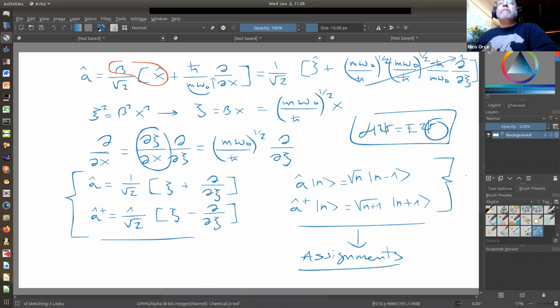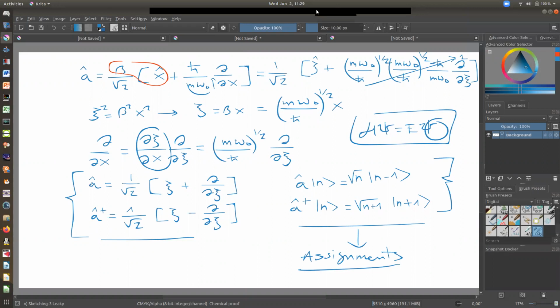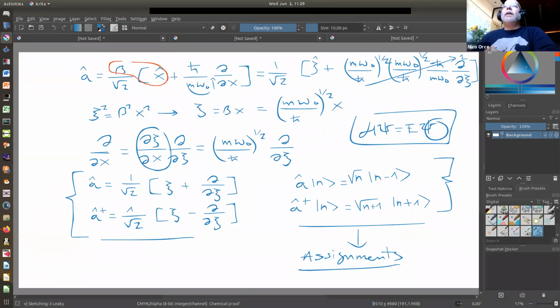Professor, can you please explain the step on top where you cancel the m omega naught over h bar? I don't understand how that got canceled. Yes. You see, you have beta, and beta is actually m omega naught over h bar to the 1/2. I took beta out, but now I'm getting beta in and multiplying by it here. So we have m omega naught over h bar to the 1/2, which is beta.